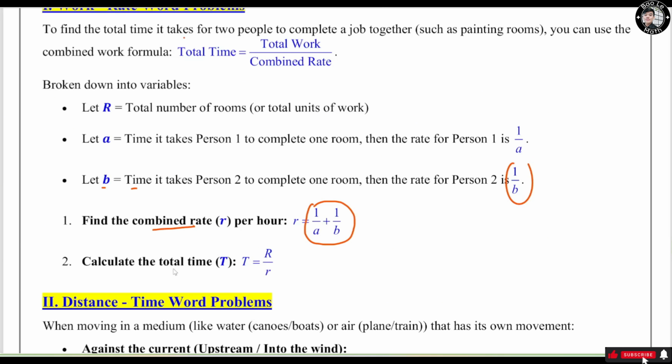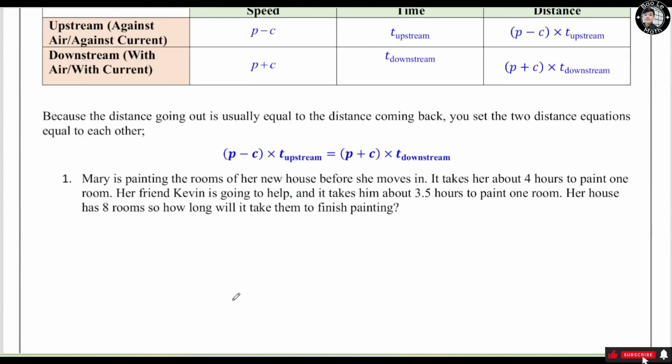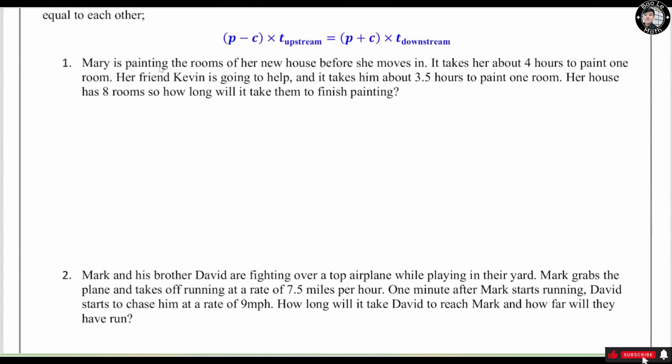Finally, you're going to calculate the total time. It's going to be capital R, which is the total number of rooms, divided by little r, which is the combined rate. Alright, let's take a look at the first example. Mary is painting the rooms for her new house. Before she moves in, it takes her about 4 hours to paint one room. So this one is A, right? Her friend Kelvin is going to help, and it takes him about 3.5 hours to paint one room. This one is B, right?